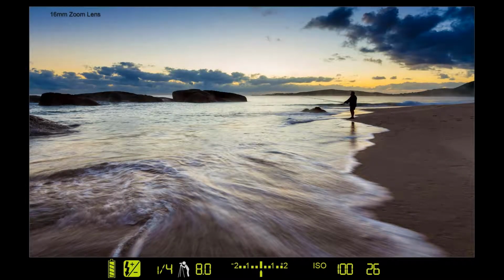With my fisherman on a beach here, 1/4 of a second was all that was required to just add that little bit of movement to the surf. But then again, the surf is almost running left to right, so speed relative to me is a little different. It's quite a bit less than the 4 seconds of the previous seascape.